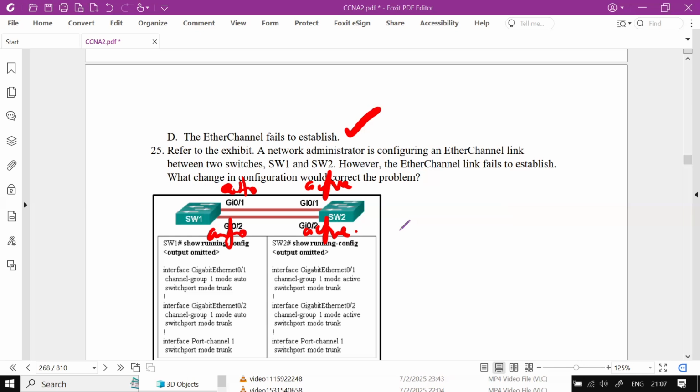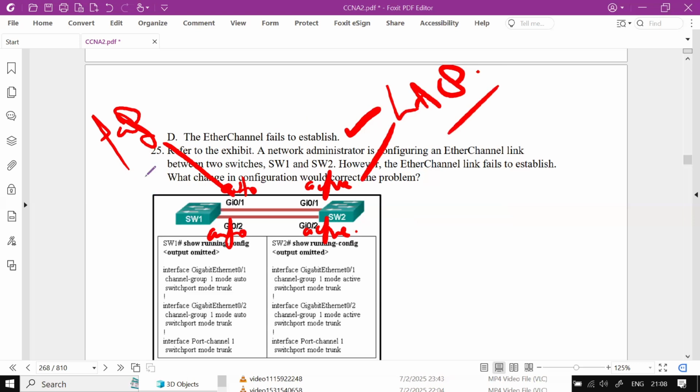The configurations are PAgP and the other configurations are LACP. Active and auto are LACP, while desirable and auto are PAgP. So my configurations aren't compatible. That's the answer.